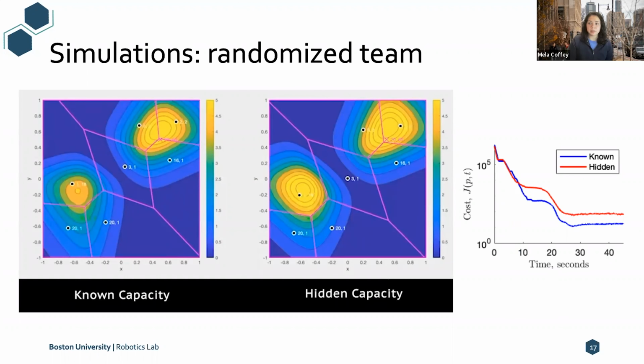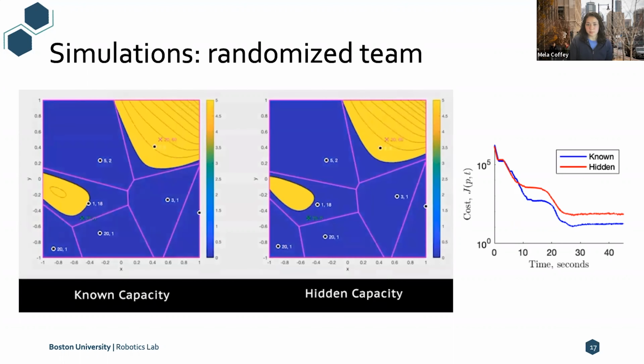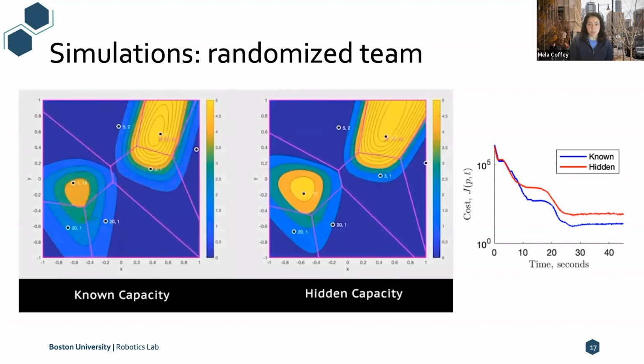We also carried out simulations where we compare what we call a hidden capacity and a known capacity case. So the known capacity case is our proposed approach, and the hidden capacity case is basically a binary version of our approach. So the robots only know whether or not they have a resource type. We also see that the cost is much lower in our proposed approach here.